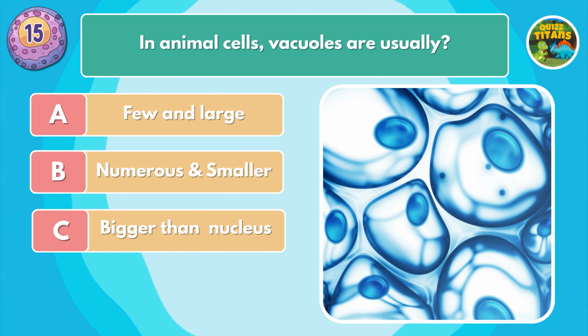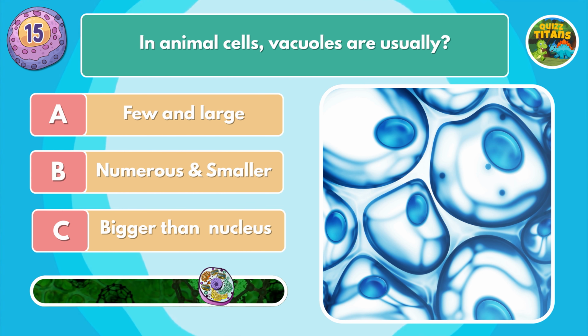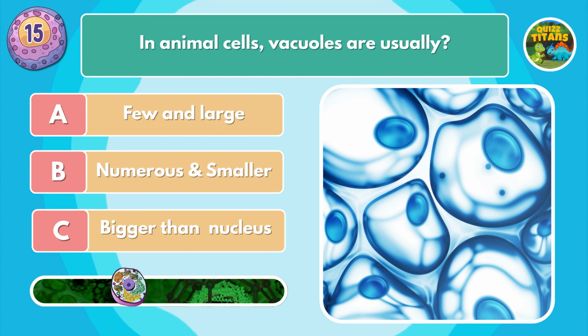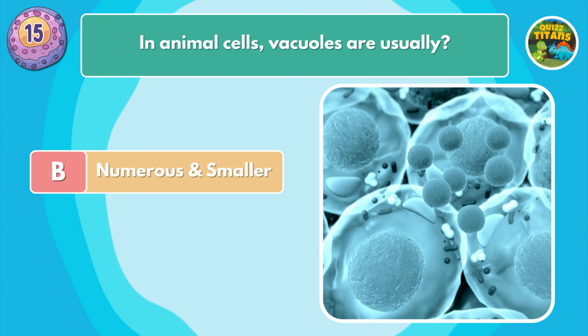We just saw how plant cells store their stuff. But what about animals? Let's flip the script. In animal cells, vacuoles are usually numerous and smaller.